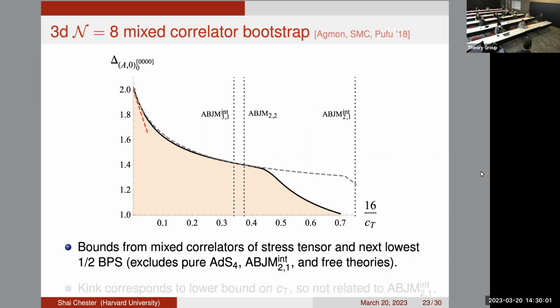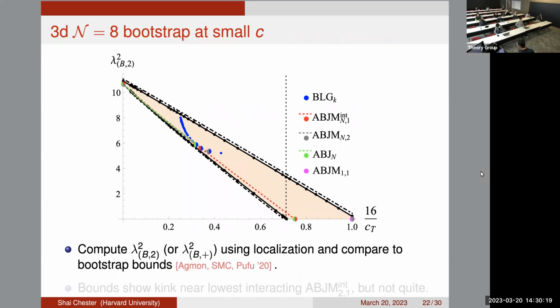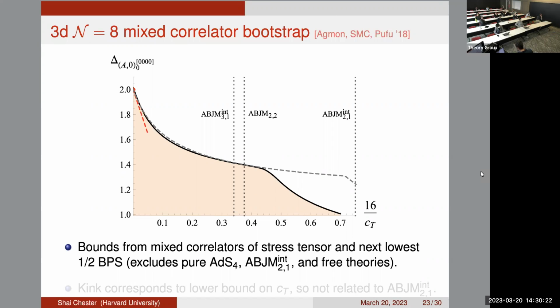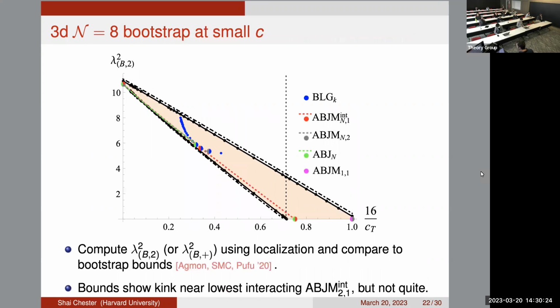So here's yet another plot, this time coming from mixed correlators. This black is the upper bound now on a certain scaling dimension. Red is just the tree level correction. This is basically where the free theory would be, all the way over there. Here it goes to 0 at this value of 0.7, which is the same value on the previous plot where this thing went to 0. But here again, this is basically saying that this kink here doesn't seem to correspond to any known theory.